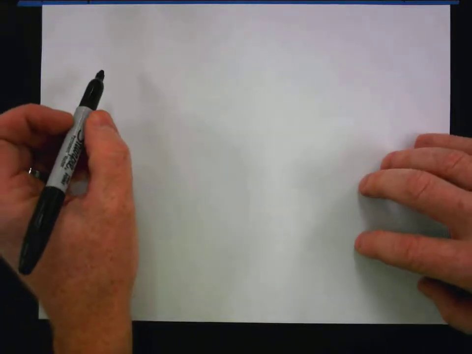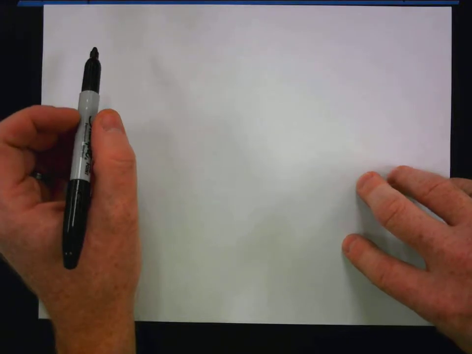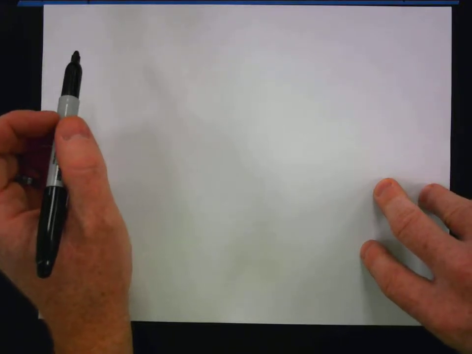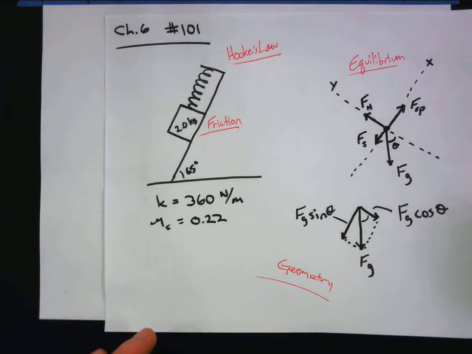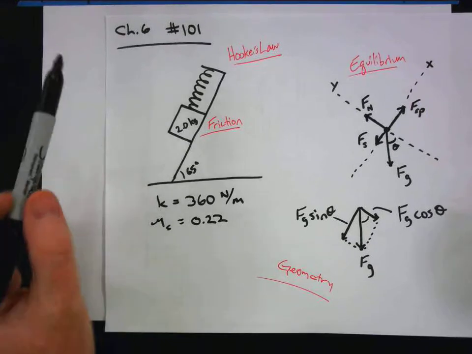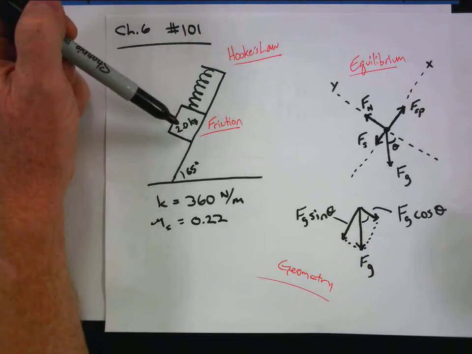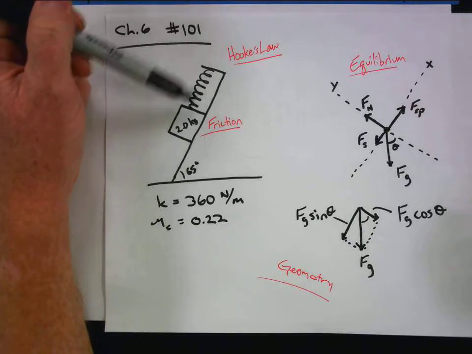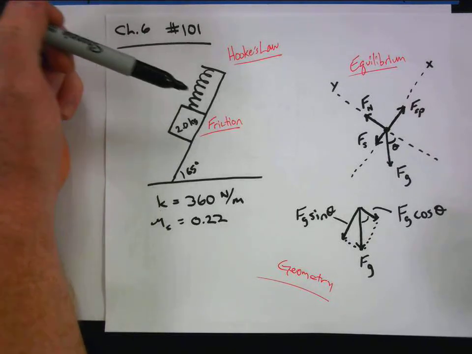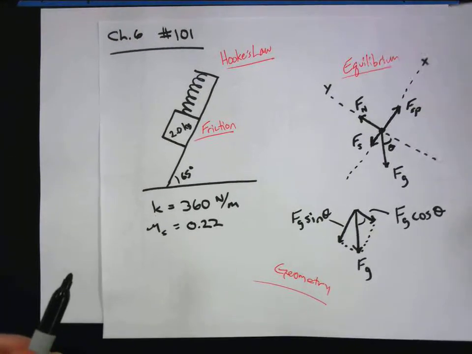All right, good morning. So, last time we looked at a problem that involved a couple concepts put together. Remember this one, number 101 from Chapter 6. You had a block on an inclined plane. There was friction involved. There was a spring, so Hooke's law was in play here. And that bad boy was in equilibrium.